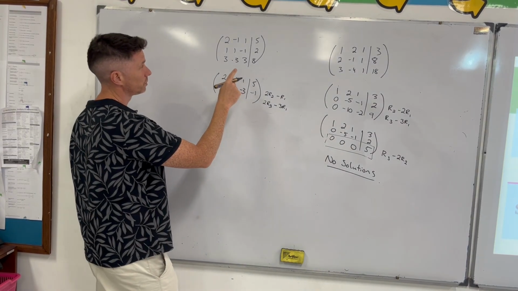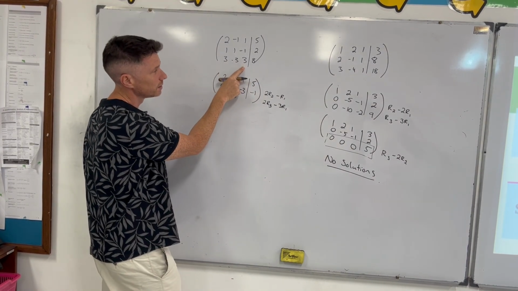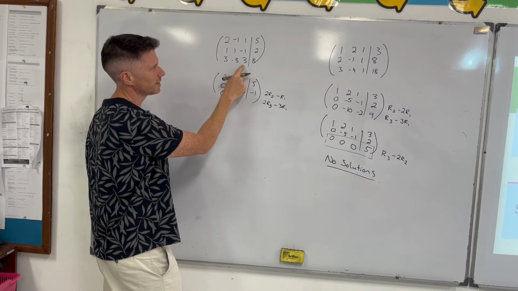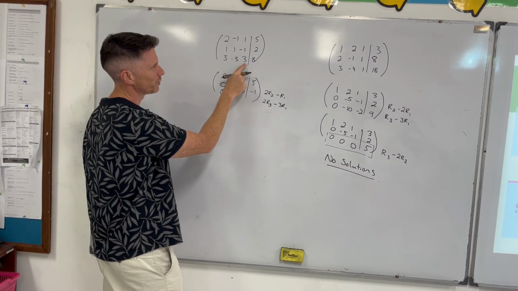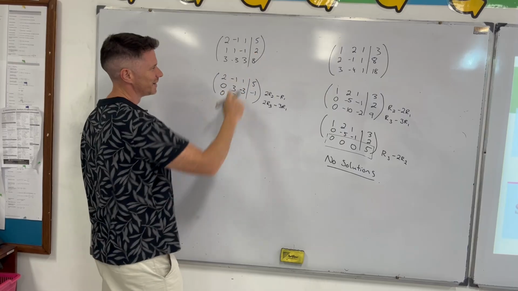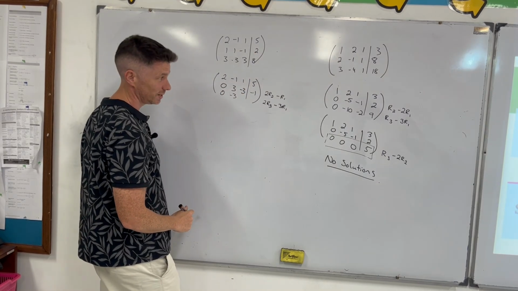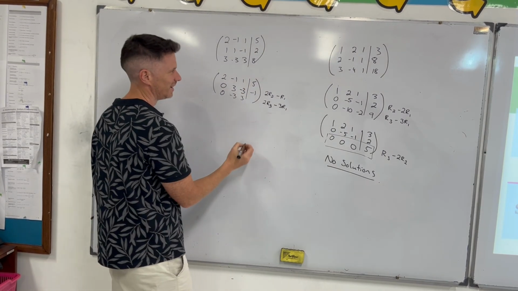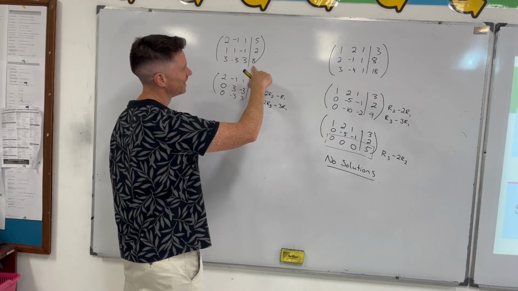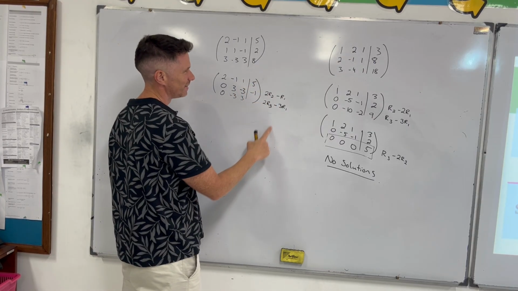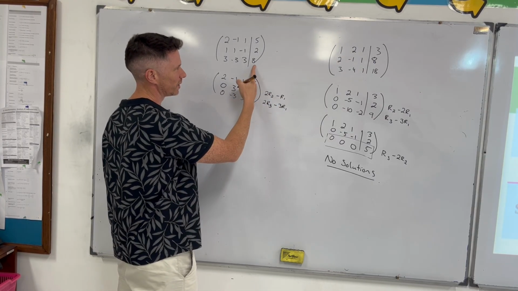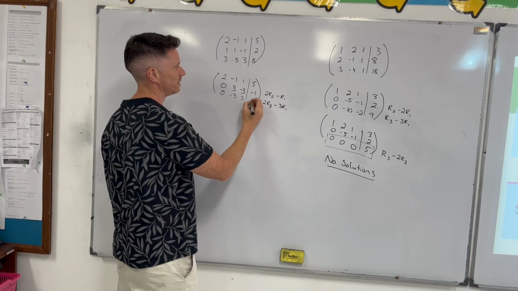Twice row 3, 9, 6, 6, 6. Twice row 3, 6 minus 3 is 3. 8. 16 minus 15, 1. Let's just make sure: twice 8 is 16, minus 15 is 1.